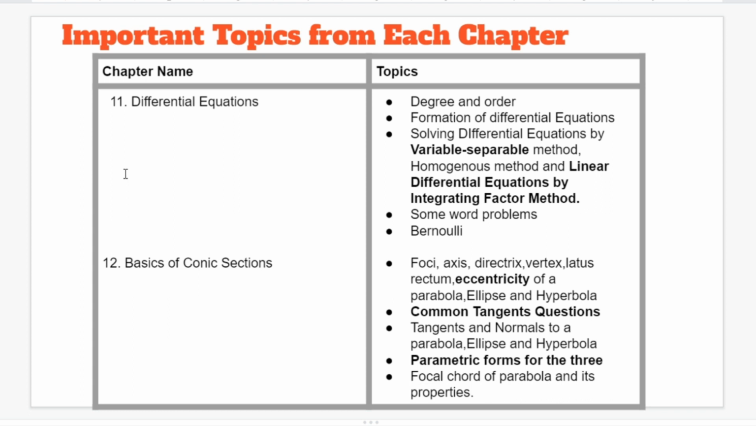For parabola, for example, y is equal to mx plus a by m. Then the parametric forms for the three are important. For parabola especially it's very important, and for circles you can also try to remember, which is just a cos theta and a sin theta. And focal chord of parabola is again something they'll try to ask, not directly but indirectly. If you know the properties of it, it can help you save time during the examination.